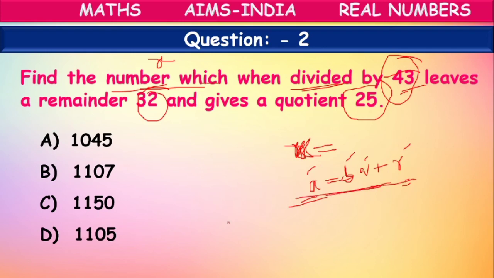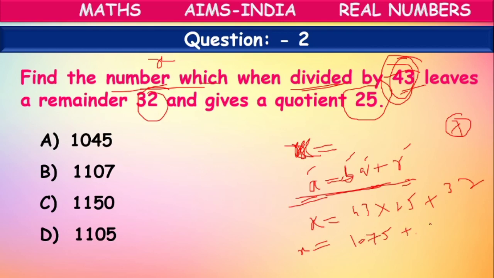So the dividend we don't know, let us keep it x. What is the divisor? We are dividing by 43. Divisor is 43, into the quotient 25, plus the remainder 32. So x equals 43 into 25 plus 32. 25 three times is 75, 7 is remaining. 25 four times is 100, plus 7, 107.